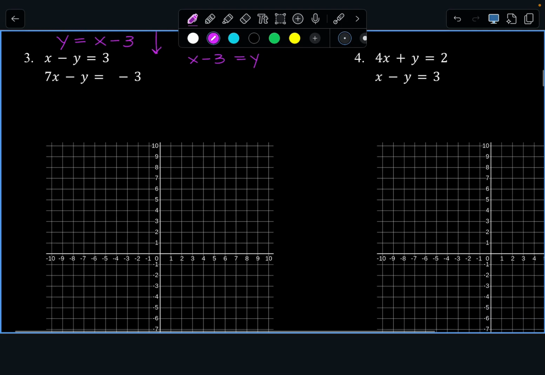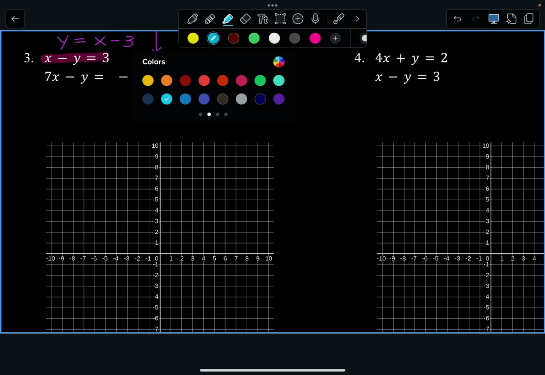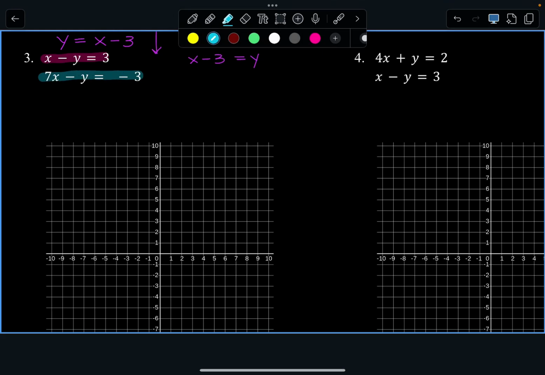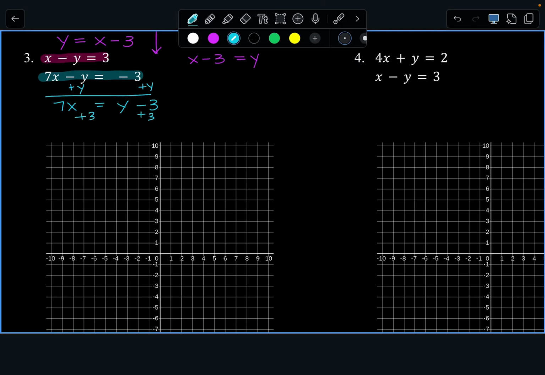So regardless of which method you use, you get the same answer either way. Okay, so top one is y equals x minus 3. Bottom one, if I rearrange, I can add y to both sides. And that's a minus 3. And then I have to add 3 to both sides. So this would be 7x plus 3 equals y.